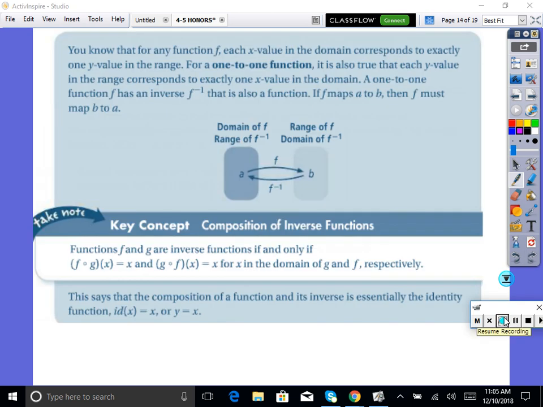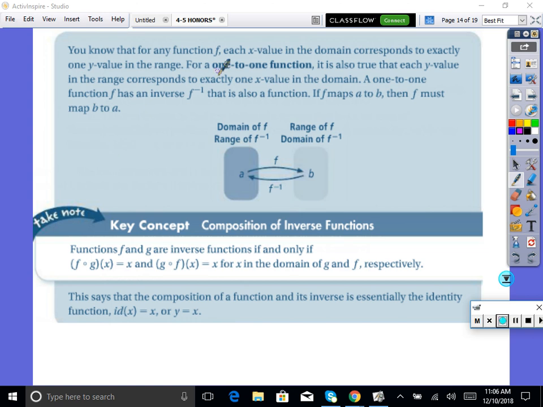Okay, so it says right here, you know that for any function f, each x value in the domain corresponds to exactly one y value in the range. Well, that means each x only has one y. By definition, that's what makes something a function, correct? Yes. It passes the vertical line test. For each x, there's only one y value.